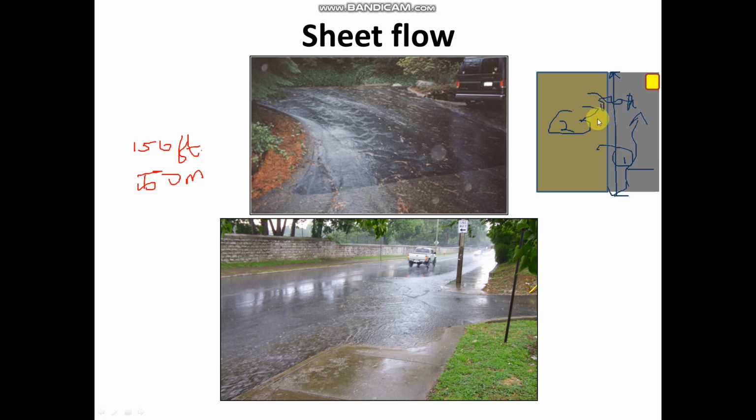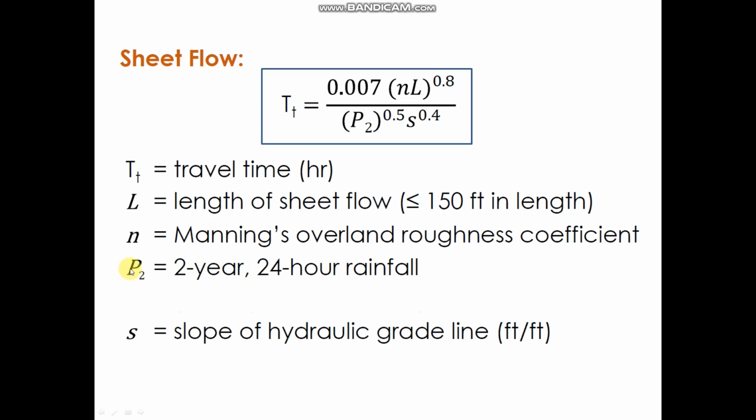Okay, and along with that the next one is the P2. So P2 is the 2-year 24-hour rainfall depth, which you can get from the IDF, the intensity duration frequency curve. And the third one is the slope of the hydraulic grade line, which is approximately equal to the slope of the catchment. So this is how we can calculate the sheet flow.